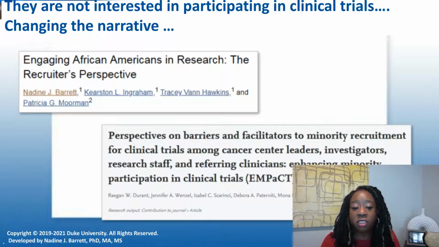So the question here is: why are people of color not participating in clinical trials? The argument has always been that they don't trust the systems, they don't trust healthcare. Well, with the number of studies coming out now, mine, some with Reagan Durant, some with my partners at UCSF and at Roswell, we're learning that it's not so much that people of color do not want to participate in research and clinical trials as much as that they're not engaged and they're not being asked.